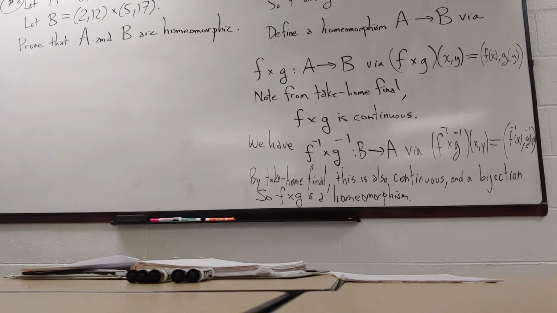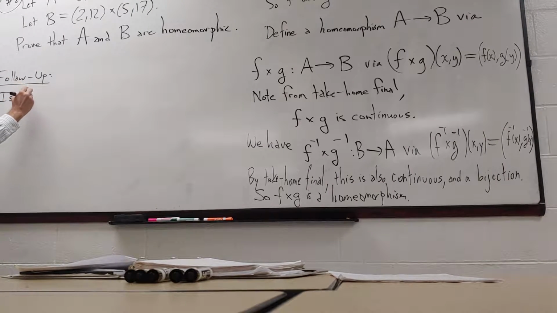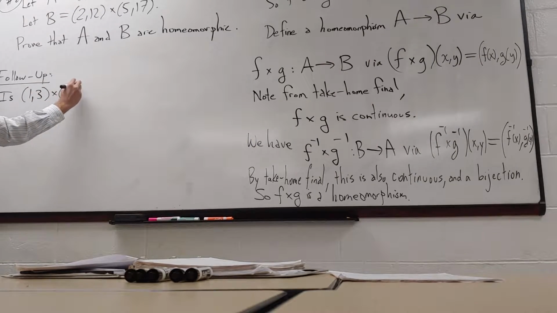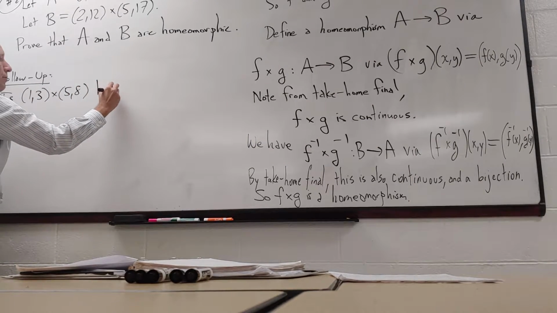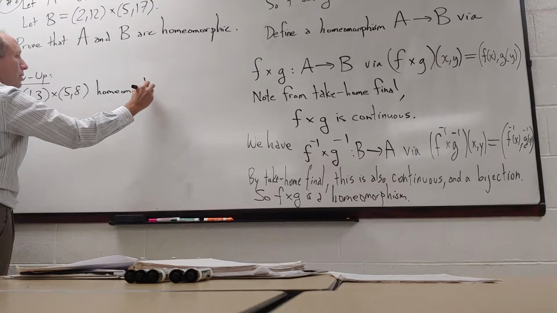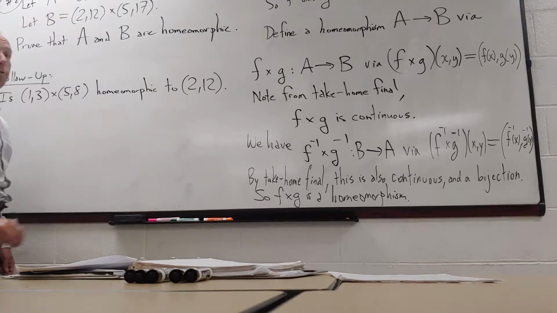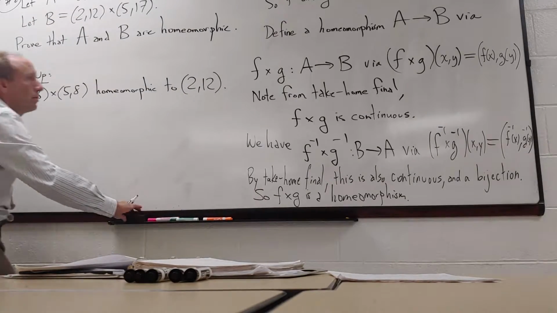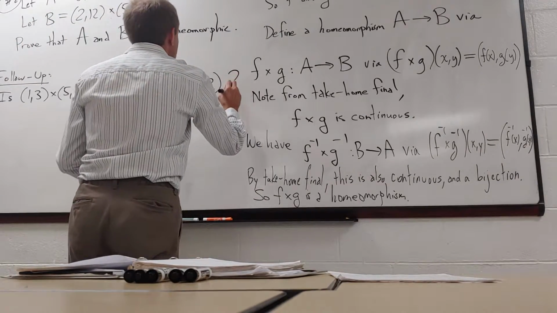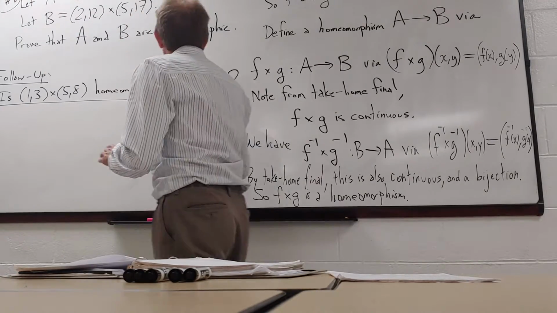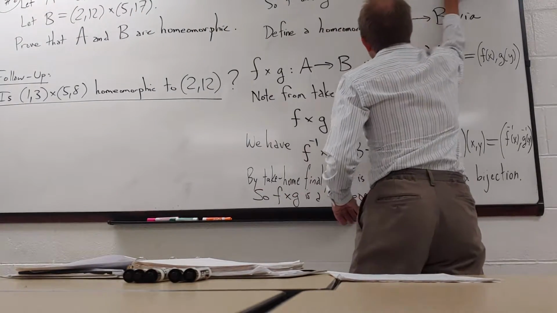So, here's a quick follow-up. Is the interval (1, 3) cross (5, 8) homeomorphic to just (2, 12)? Just one single interval by itself. Something worth thinking about.